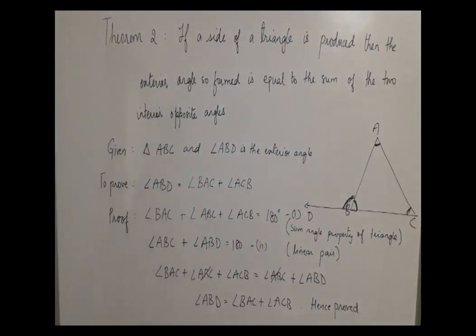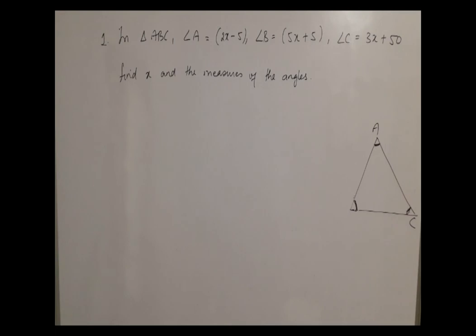So this is theorem number 2, the property of the exterior angle. So we have done the angle sum property of a triangle, and the exterior angle. So now we will move on to the sums. Let us try one or two sums to see how we can work it out. Okay? We have a sum now.